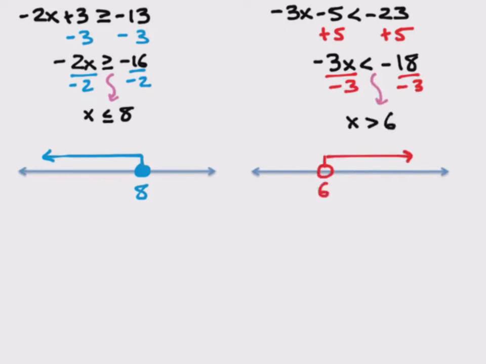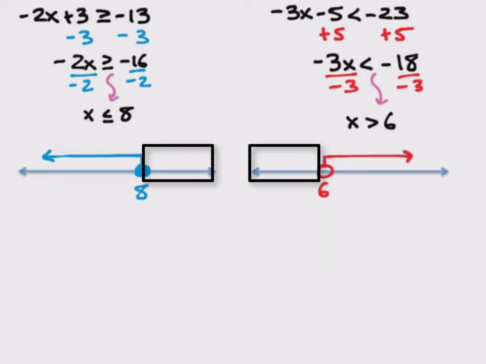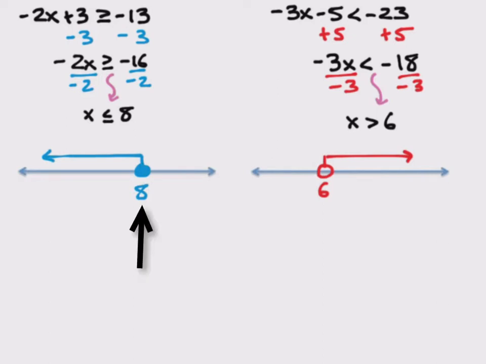Alright, now note that in each case, we graph the solution set to the inequalities by shading what I'll call half of the real number line. In each case, there was a number that acted as a boundary of sorts between all numbers that were solutions to the inequality and those that weren't. In the first example, that number was 8. In the second example, that number was 6.